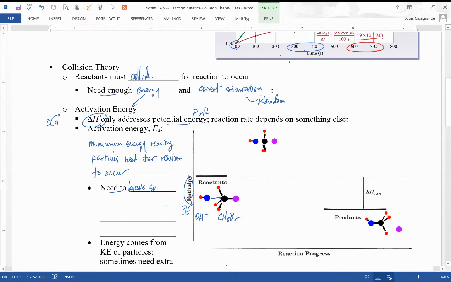We have to break some reactant bonds. And if you'll recall from our lesson on that, breaking reactant bonds is endothermic. And so you're always going to see this increase in energy from your reactants coming up to this other chemical here. I'll talk about what that is in a few moments.